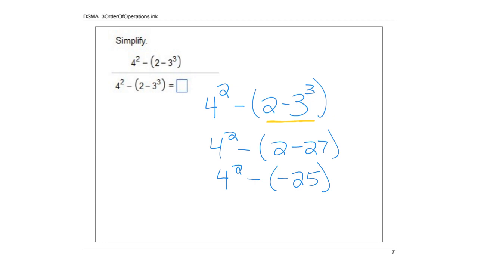I know I have a negative 1 out front. I'm going to take care of that in a minute. There, I've got that implied negative 1 sitting out front. But let's go ahead and take care of our exponent. So 4 times 4 is 16. Minus 1 times a negative 25 gives me plus 25. And so if I add that all together, I get 41. Let's take a look at the calculator.